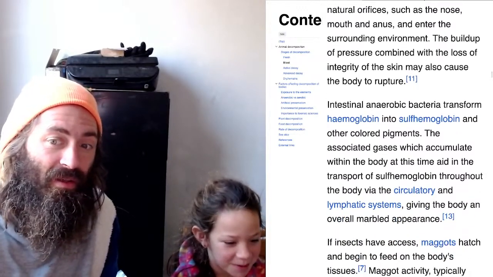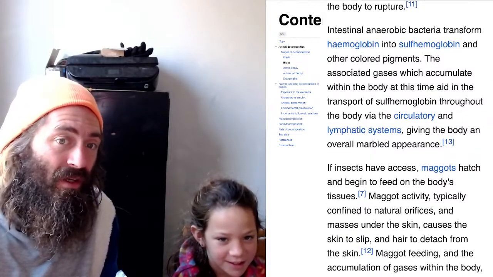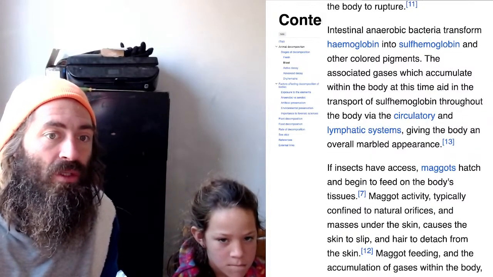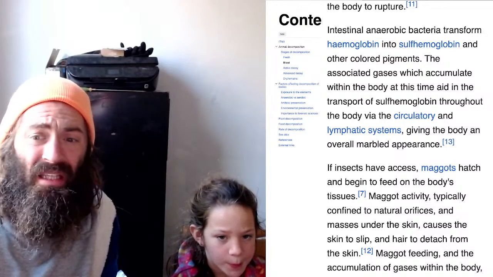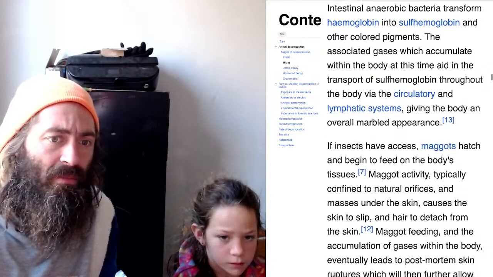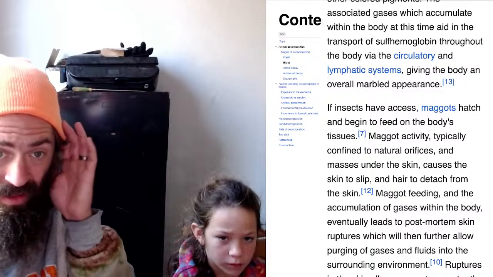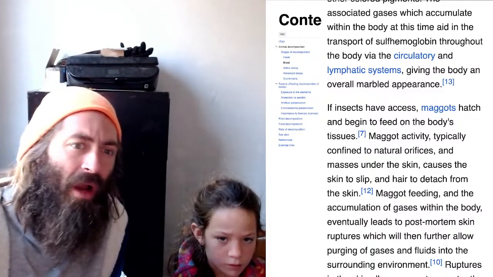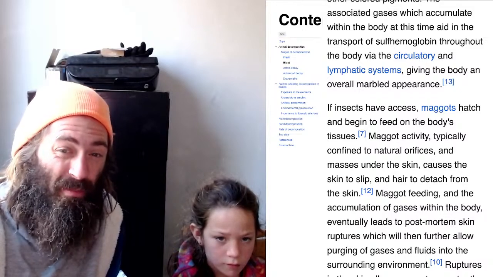It isn't supposed to be pretty. Intestinal anaerobic bacteria transform hemoglobin into sulfahemoglobin and other colored pigments. The associated gases which accumulate within the body at this time aid in the transport of sulfahemoglobin throughout the body via the circulatory and lymphatic systems, giving the body an overall marbled appearance.